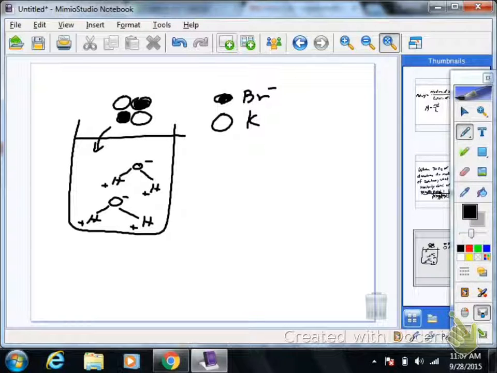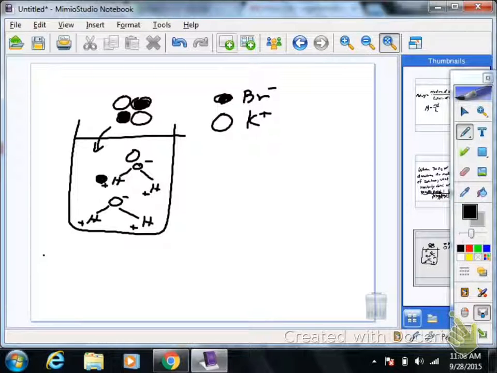So this bromine will be pulled apart from its original, not molecule, but ionic structure. The bromine would go here, right next to the hydrogen, and then potassium would be attracted to the oxygen. So that potassium would go here. It will just be pulled apart as it goes in.